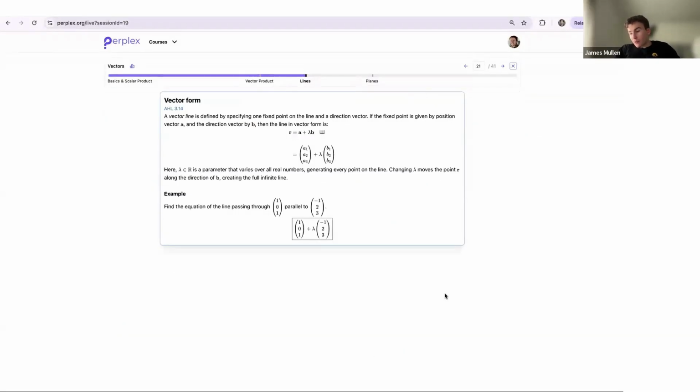We're now ready to talk about vector lines. Okay, so far we've been talking about vectors between two specific points, whereas a vector line is defined by a fixed point and a direction vector. So basically, vector lines continue infinitely.